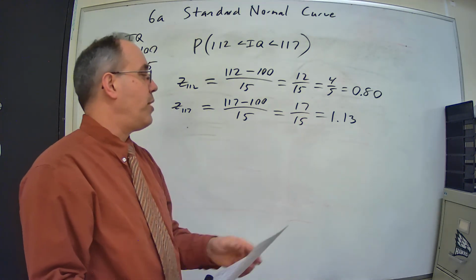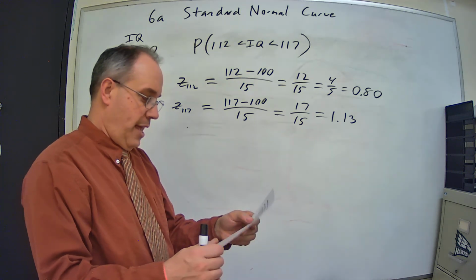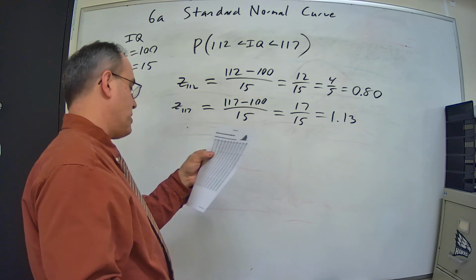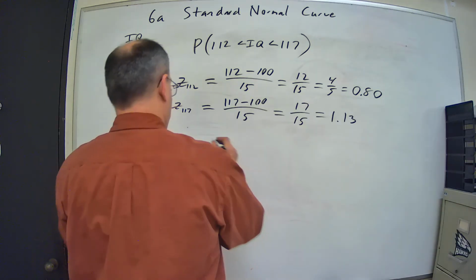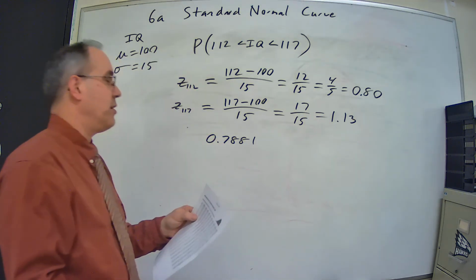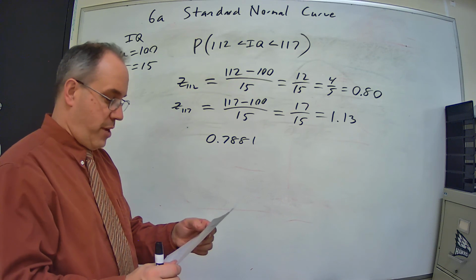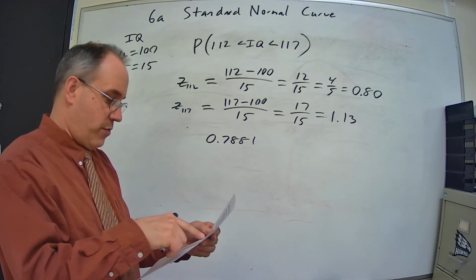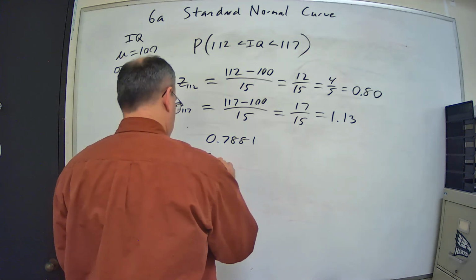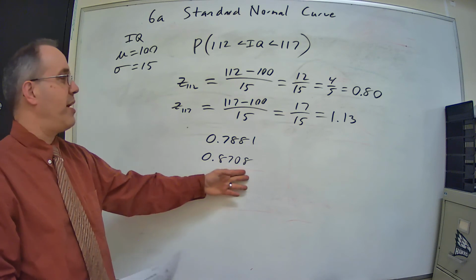So I'm looking for 0.80, or on the positive side, 0.8, and then 0.00 from the top gives us 0.7881. That's the area to the left of 0.80. And then 1.13, so 1.1 and 0.03 gives me 0.8708. So that's the area to the left of the other one.